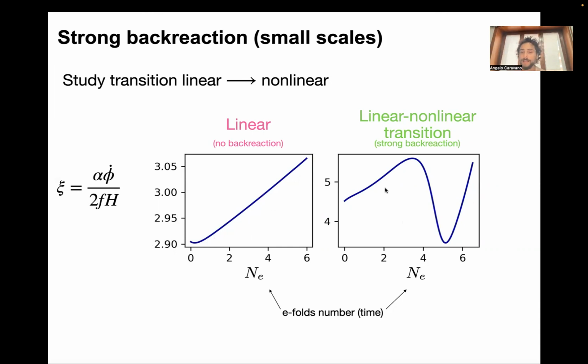But on the right-hand side, now I show you the result of what happens when you start your simulation in the linear regime of the theory, and then you wait until this parameter becomes so large that you exit perturbation theory. And you see that this monotonic behavior is broken, and you see some sort of oscillatory peak in the inflaton velocity, which is the backreaction and how it looks. And the simulation allows us to study what's going on in this regime.